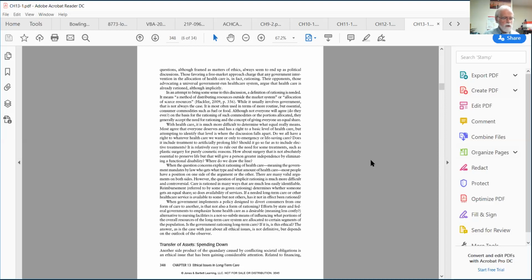Where do we look at the delivery of various kinds of healthcare with a mind to understanding what is appropriate and what is not? I mean, clearly it's not ethical to go in and do procedures that a patient doesn't need because you can get reimbursed. That's the obvious one. But what about this question right here on this page? In terms of elective treatments, surgery that is not absolutely essential to preserve life, but will give a person greater independence by eliminating a functional disability. Where do we draw that line? Especially when we have more and more expensive procedures that we get.